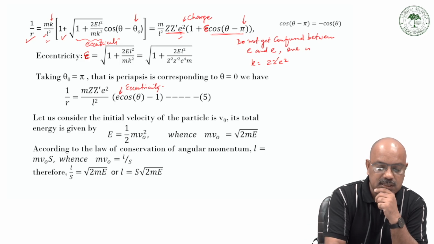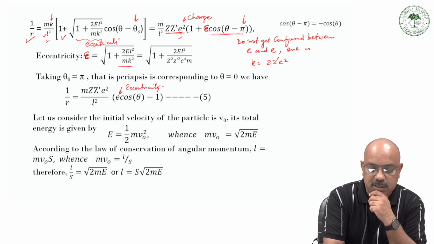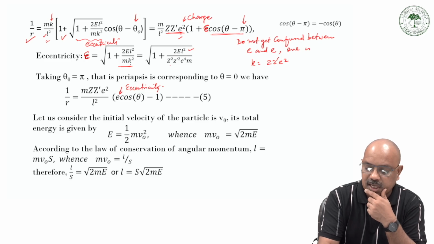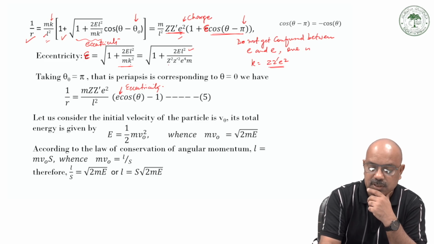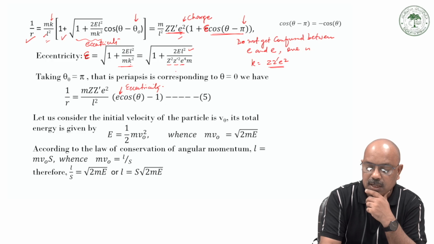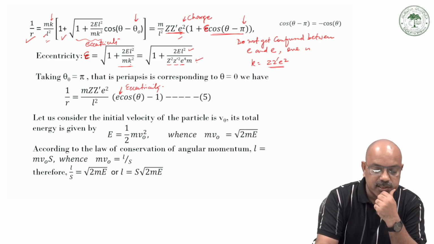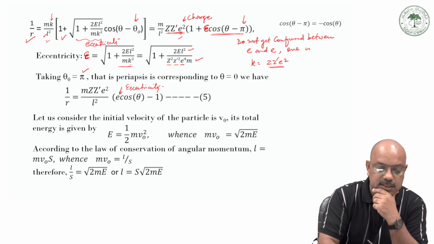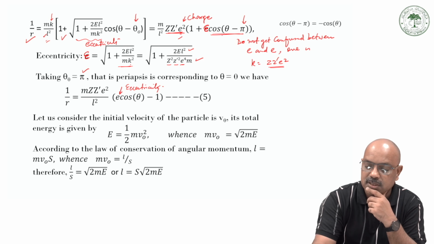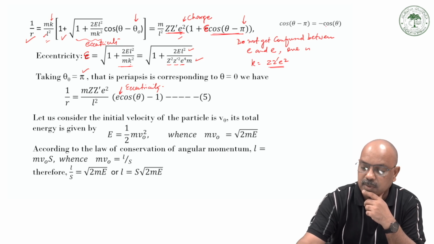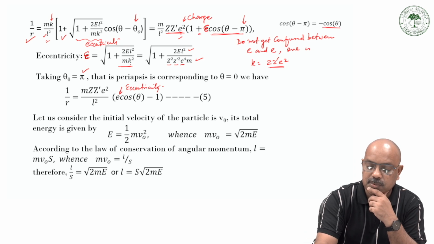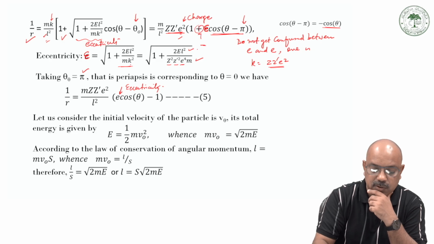So the eccentricity is this much, and if I put this, it is twice E l square, where k is z prime e square. So this is z square z prime square e to the 4, divided by m. Okay, so now taking theta naught as pi, cos of theta minus pi is minus cos theta. So this angle becomes minus. So I have this.